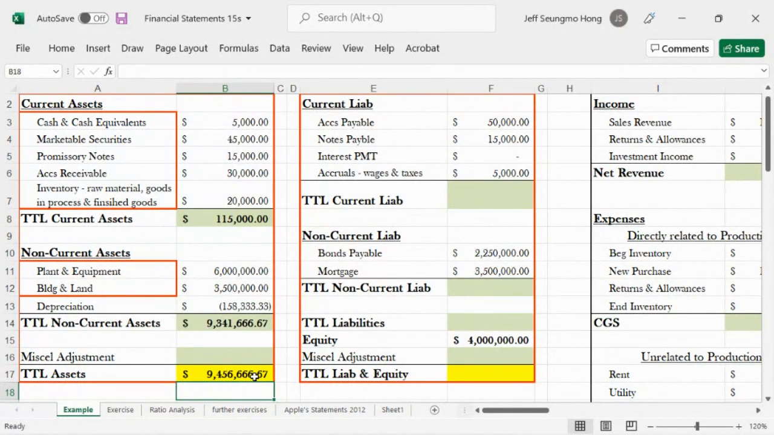What's the source of this 10 million? Where did it come from? It came from only two sources. One, the equity. The other one, total liabilities. Liabilities are debt. So equity and debt. Equity is the capital provided by the shareholders. Shareholders are the owners of the company.